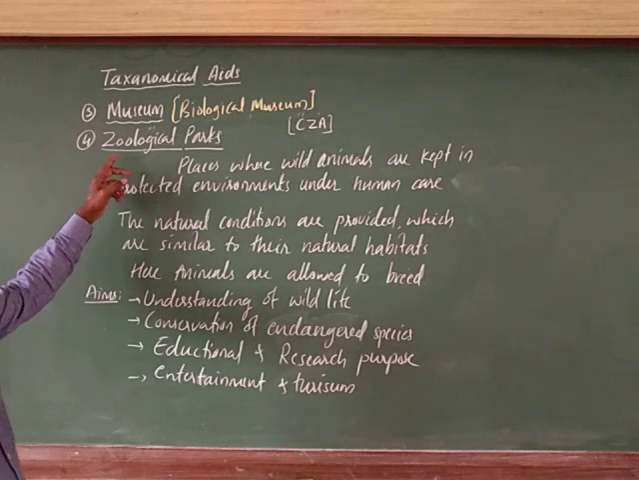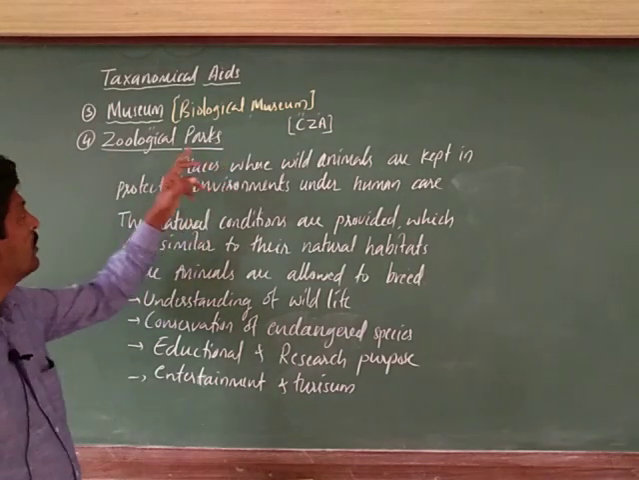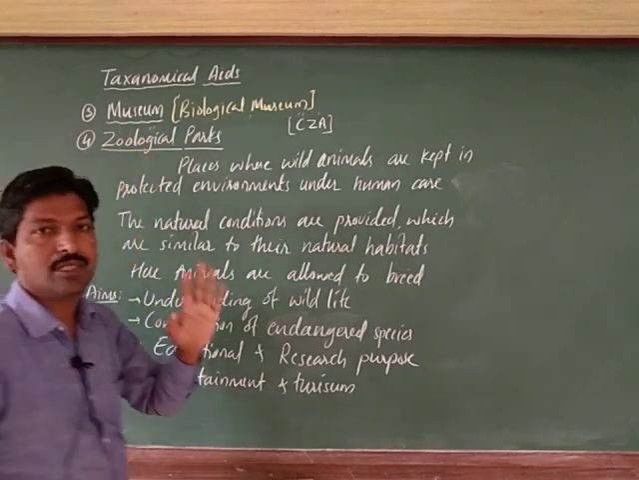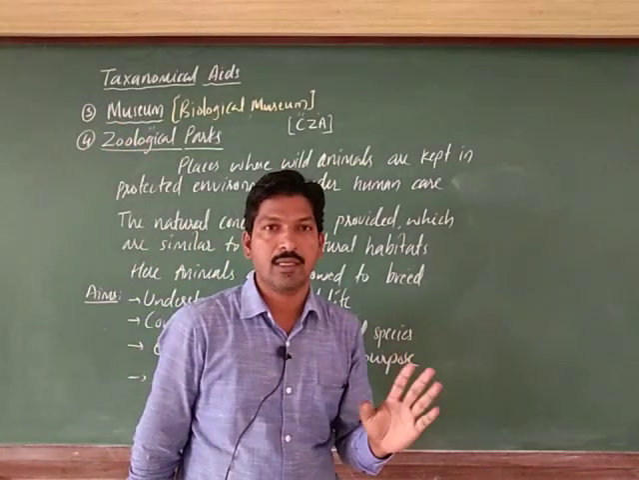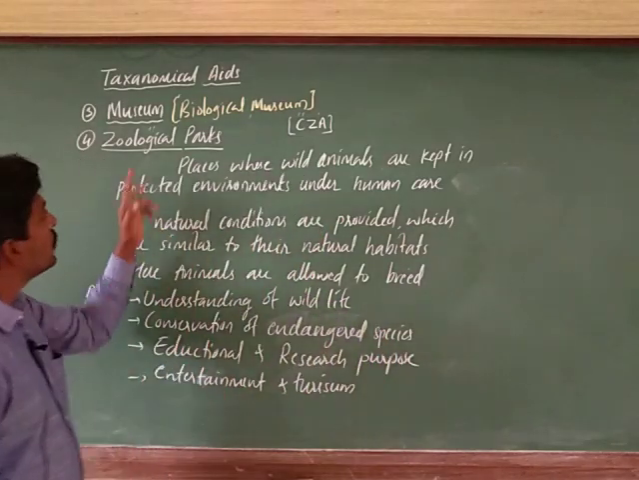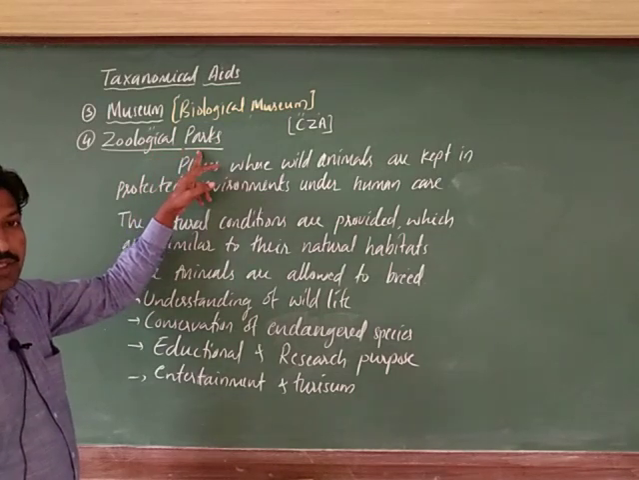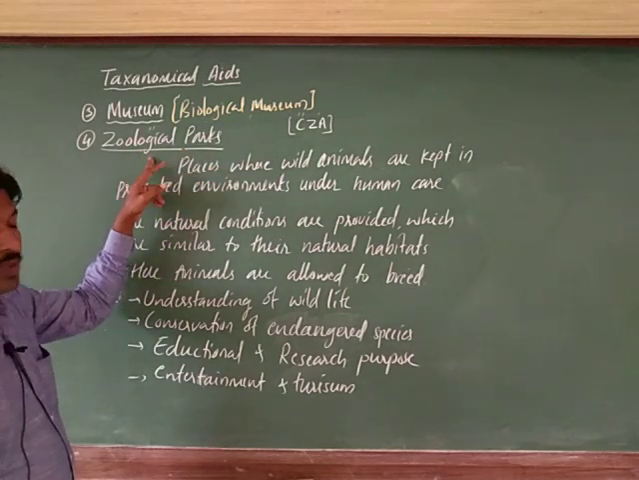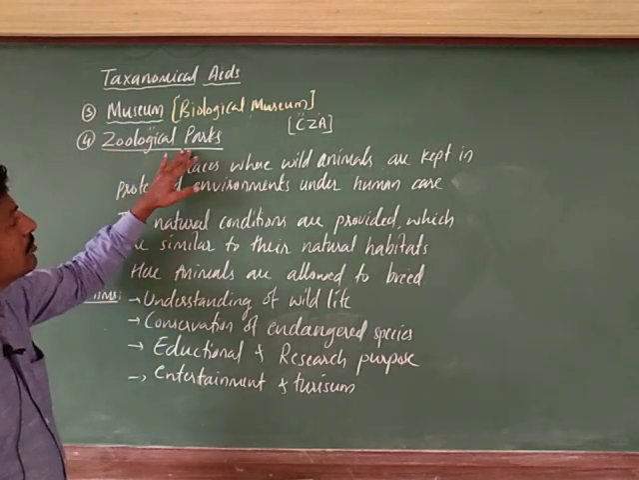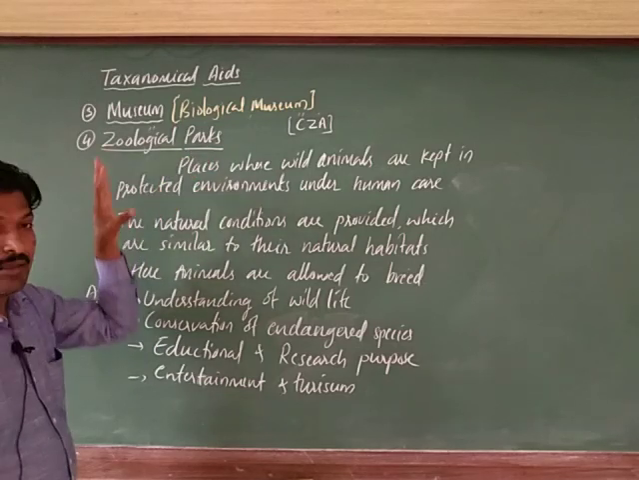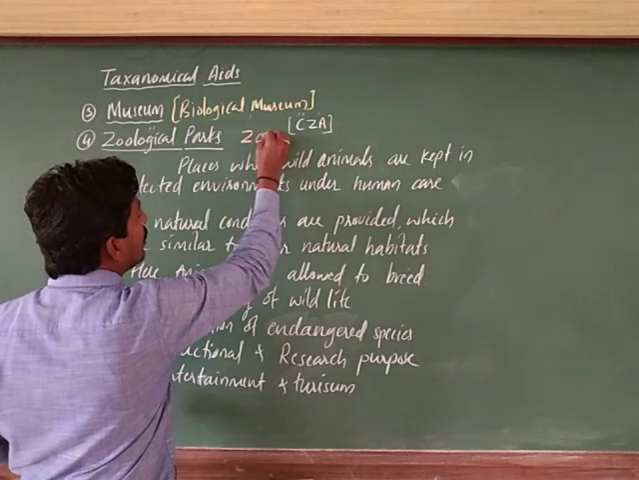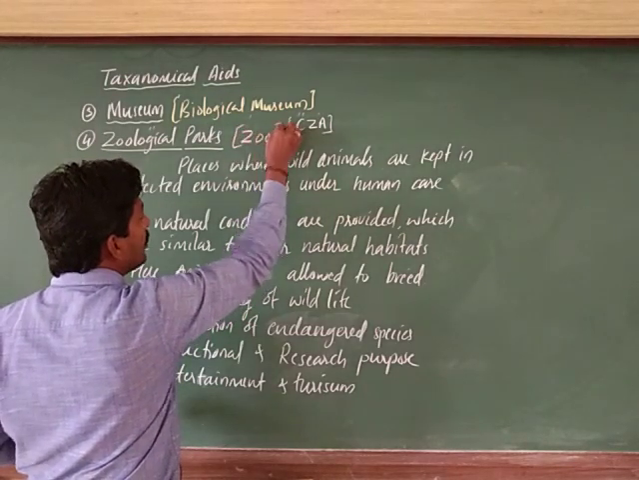The next one is the zoological park. You can see here, museum we discussed. Usually in a museum dead animals are preserved, understood, the collected ones which are dead, so those are preserved. But zoological parks are related completely to living animals. Zoological parks are commonly called zoos. These are also called zoo.